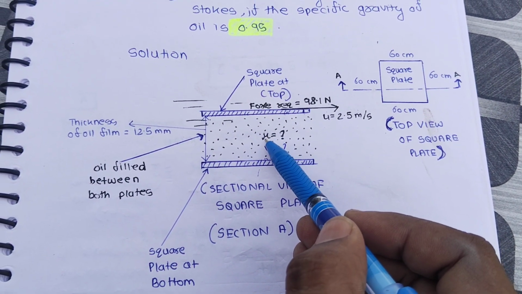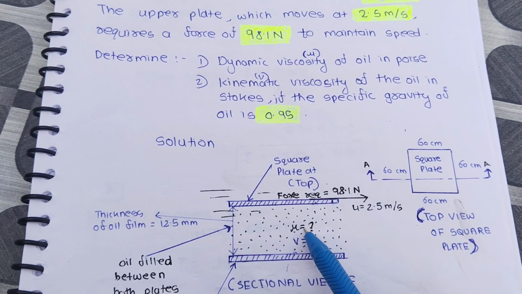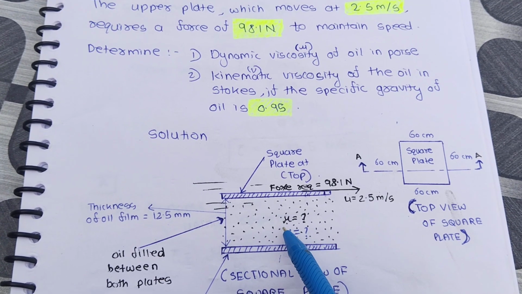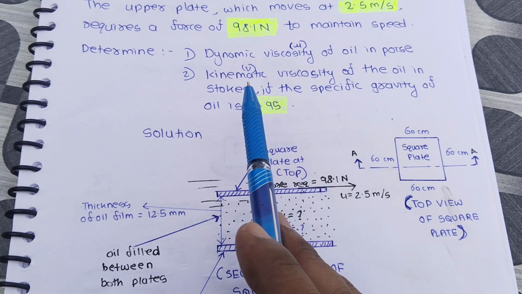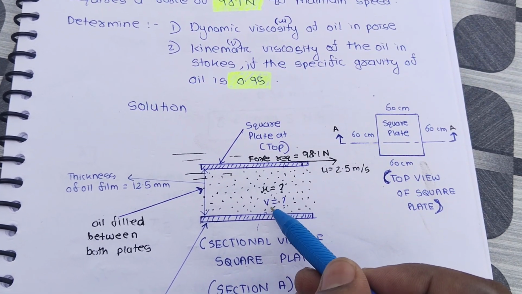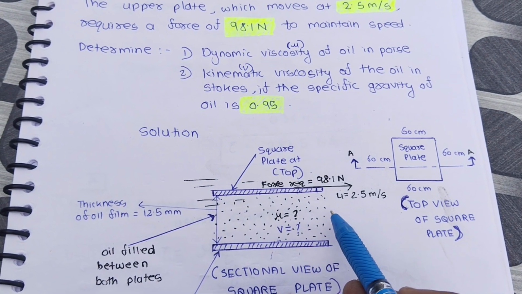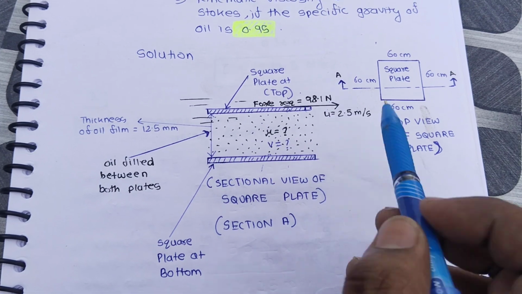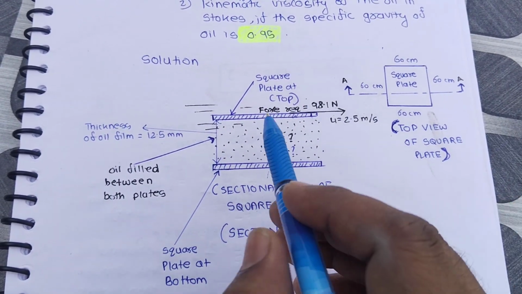This is mu. Mu is the dynamic viscosity of oil. So we have to find the dynamic viscosity of oil in poise, and this is V. We have to find the kinematic viscosity of oil in Stokes. V is denoted as kinematic viscosity and mu is the dynamic viscosity. So these two values we have to find. Once more I will explain with the diagram.